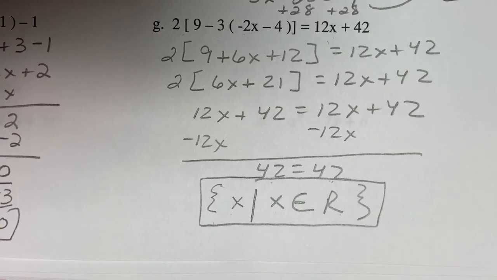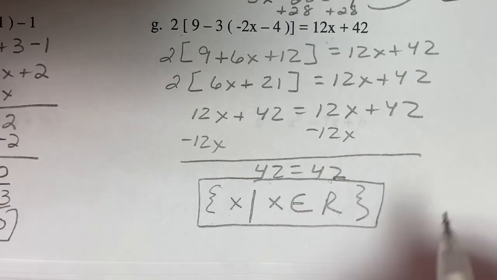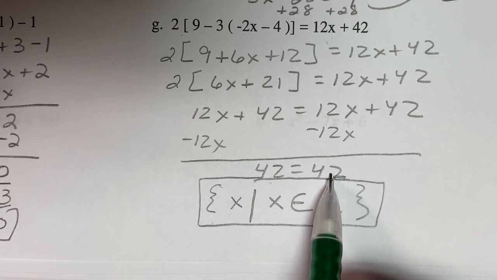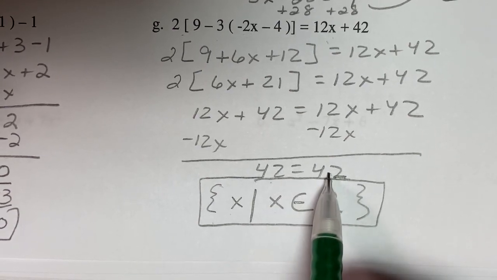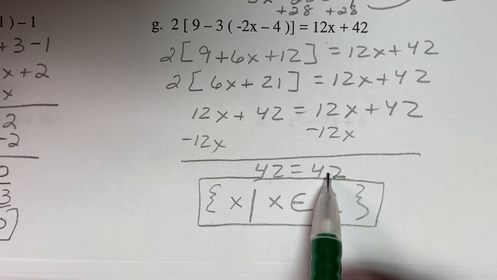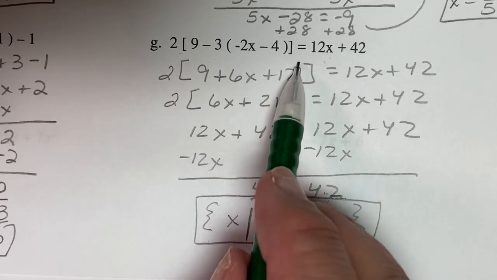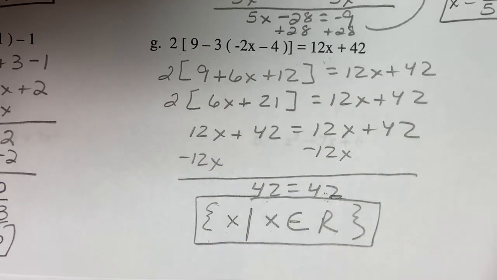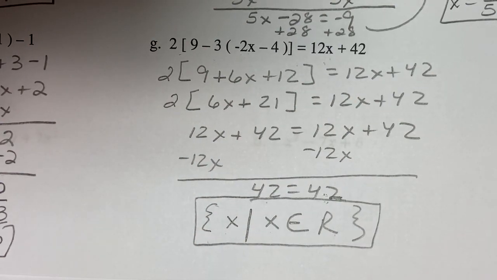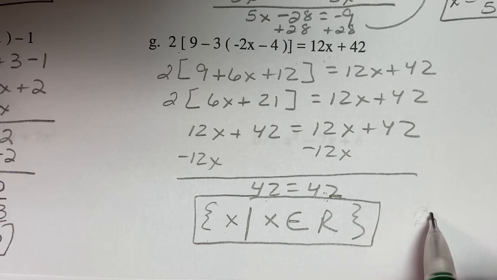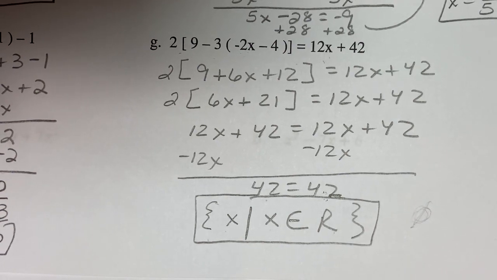But let's talk about what happens if your variables drop out and you don't end up with a true statement like here. You end up with a false statement, like maybe you would get 20 equals 42. Well, we all know that that's not true. If that happens, that just means your answer is no solution. So in other words, there is no value of x that I can plug into this equation that would make that equation into a true statement. And for that, all you have to do is write no solution, or you could write the empty set, which would be kind of, I don't want to write it in your notes, but it would be kind of like that. And I would accept either one.